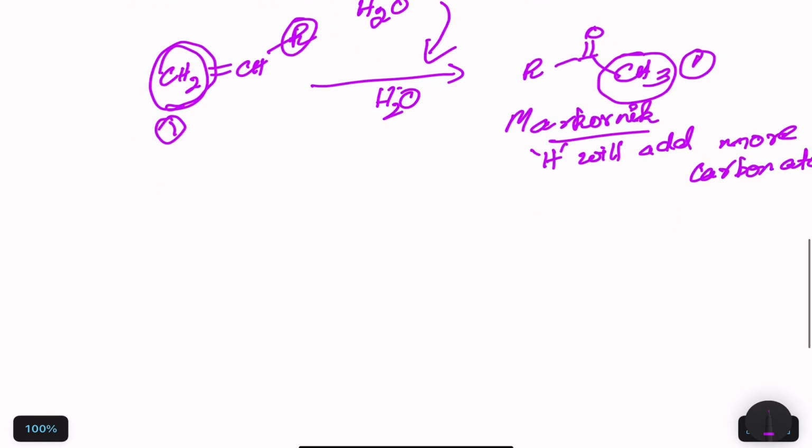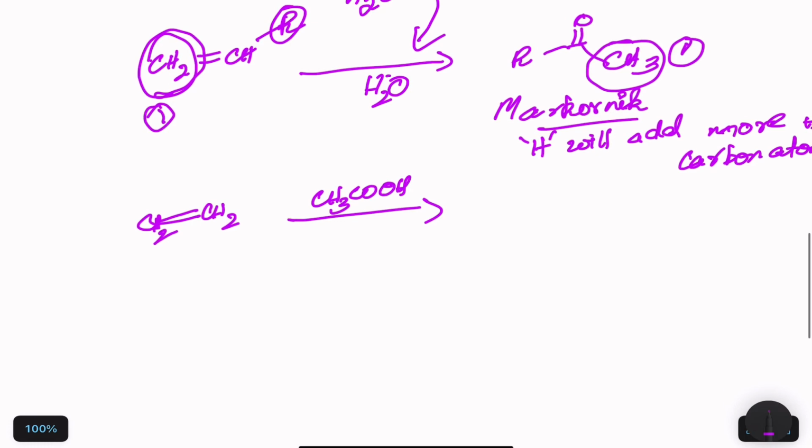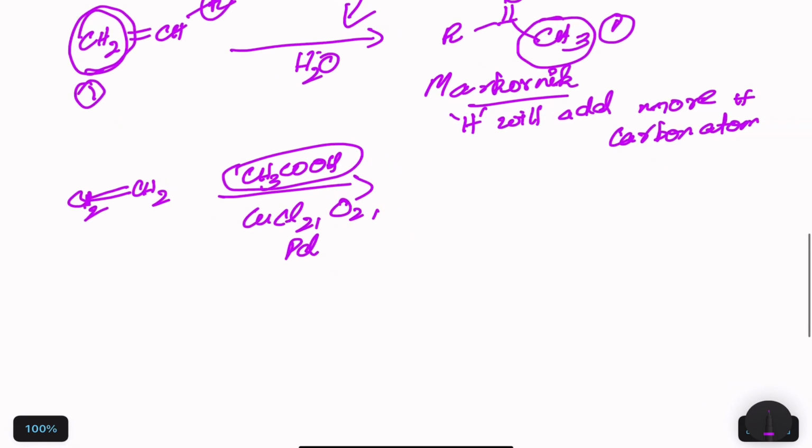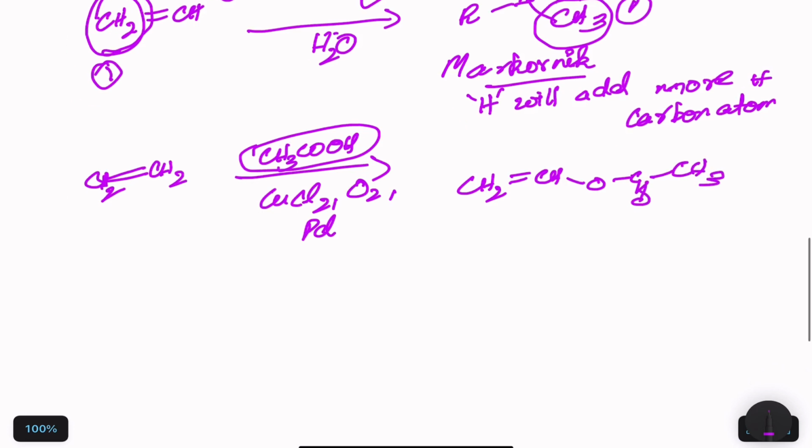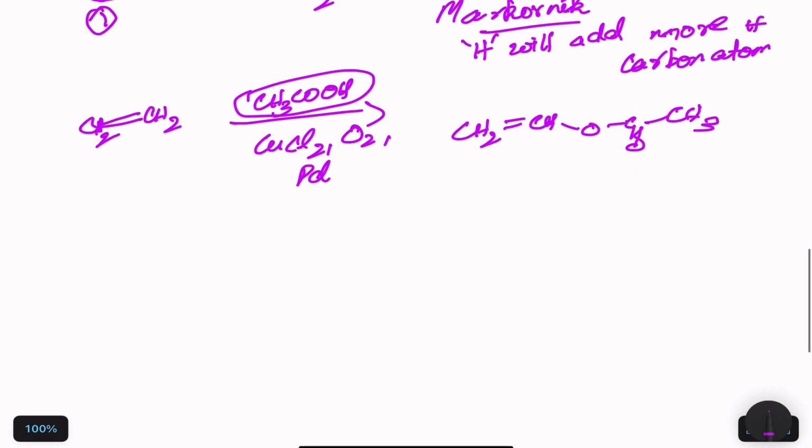Okay. Then consider the same simple ethene, CH2=CH2. Instead of water, if you are using acetic acid, CH3COOH, all others are the same. The CuCl2 is the same, the oxygen is also present, the palladium catalyst is also present, but instead of water we are taking acetic acid. Then what will be the product is vinyl acetate, OCOCH3. Later on we will see these mechanisms in detail so that there is no confusion.